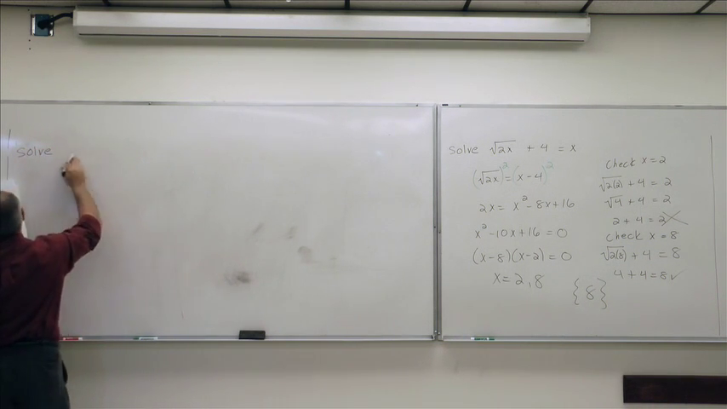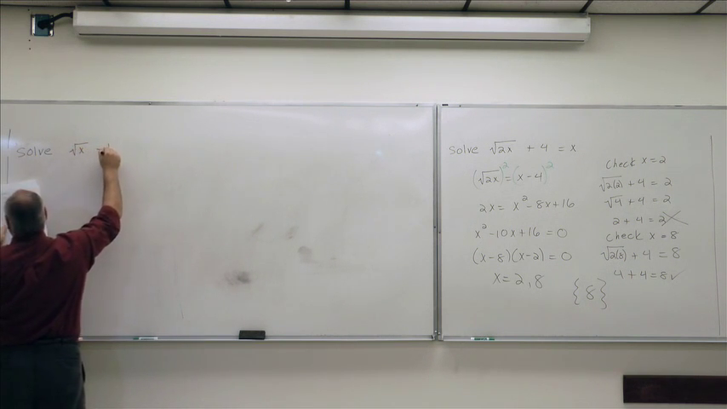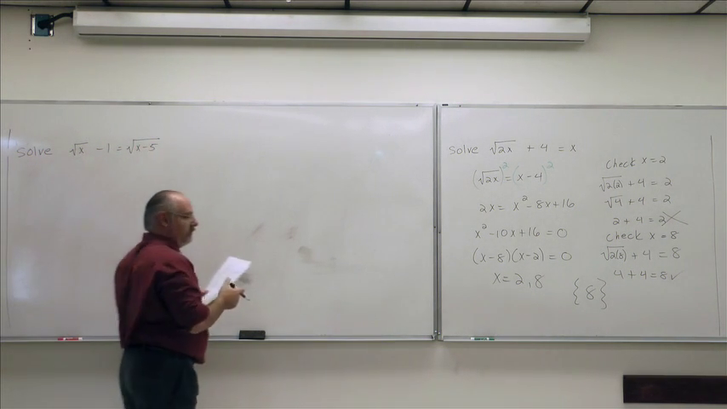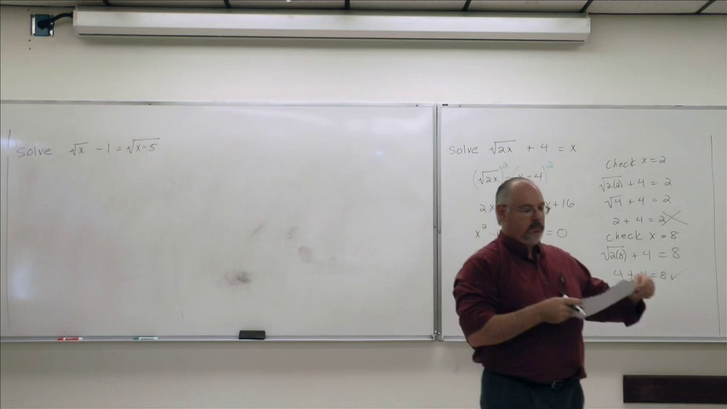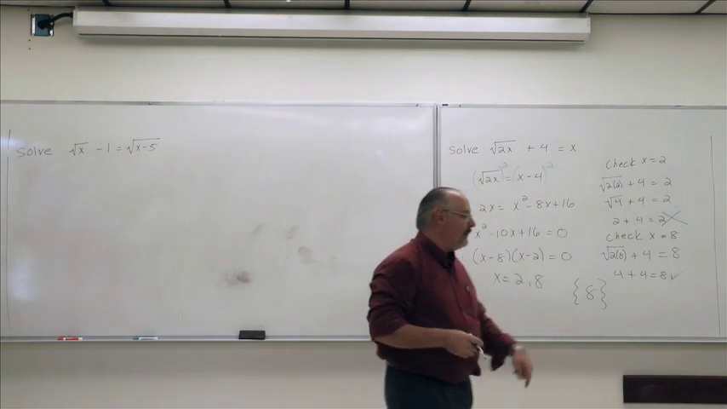Solve the square root of x minus 1 equals the square root of x minus 5. Which number is that? This is on a separate review, that's not on that review.